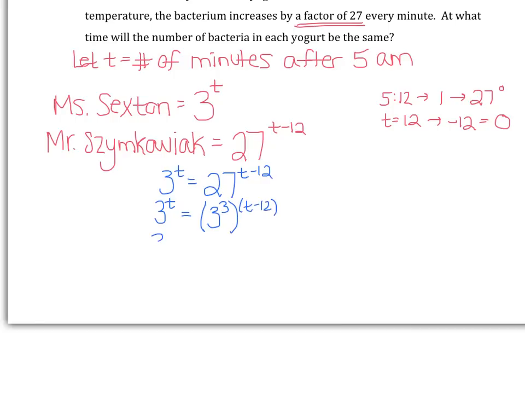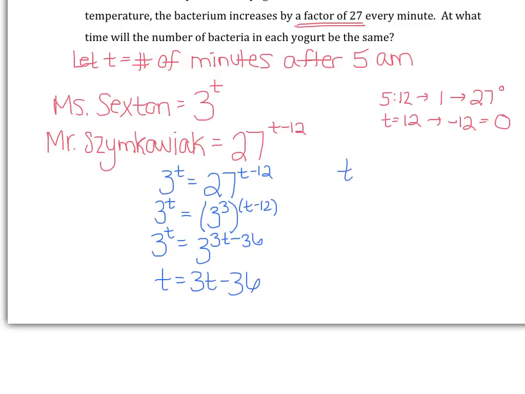I need to distribute. So 3 to the power of t equals 3 to the power of 3t minus 36, because 3 times negative 12 is negative 36. This means that my bases are the same, so I can set my exponents equal to each other, and we have t equals 3t minus 36.